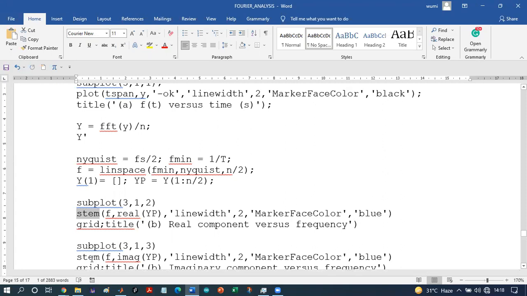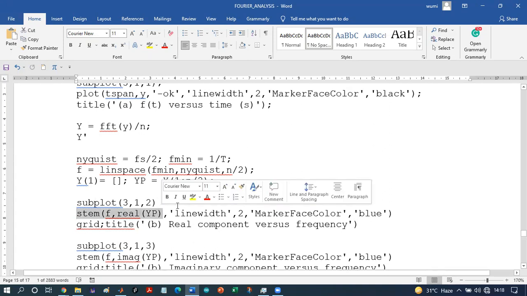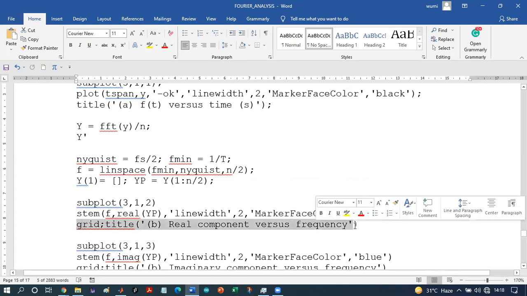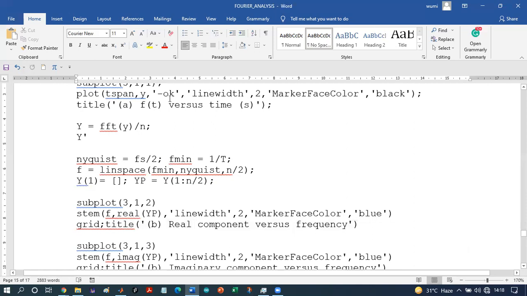No, that's why I said that this is the compulsory part. The cosmetics is not compulsory. So this is to label the graph.